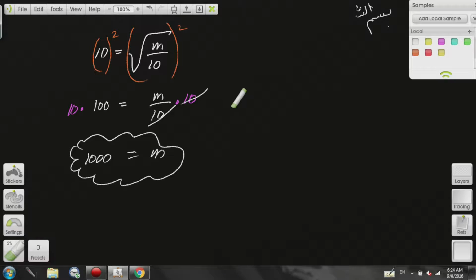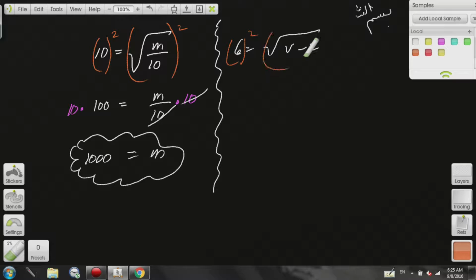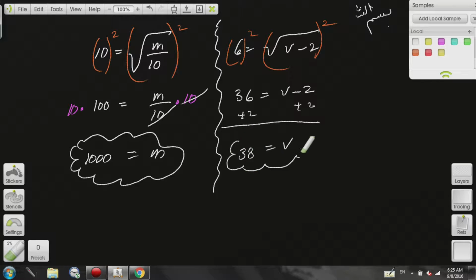Okay, let's do another one. How about this one? 6 equals square root of v minus 2. The same thing here again. Square both sides. So you get 36 equals v minus 2, and add 2 to both sides. And you get v equals 38. Okay?